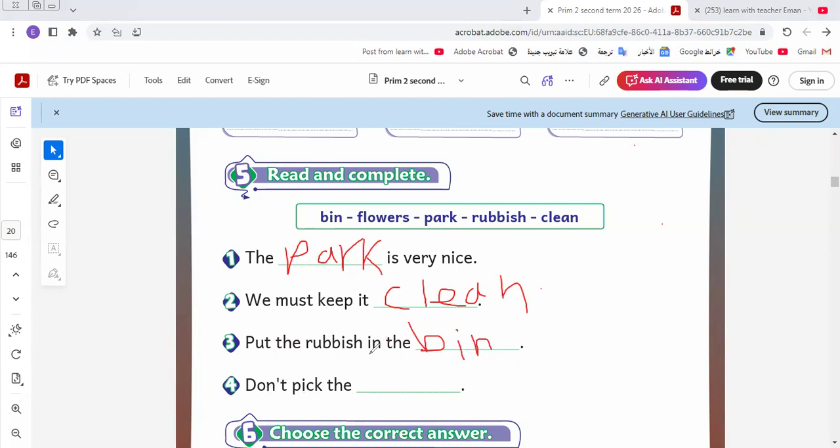Don't pick the rubbish. Okay? Sorry, not rubbish. Pick the flowers. I'm sorry, here: don't pick the flowers. Don't pick the flowers. Okay? Don't pick the flowers.